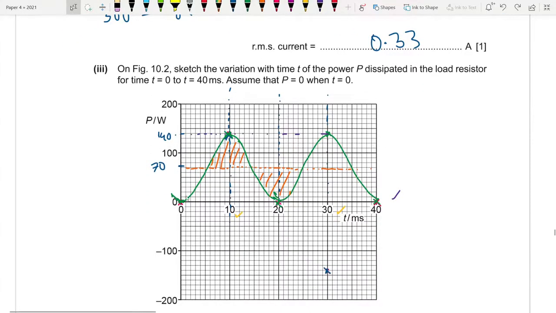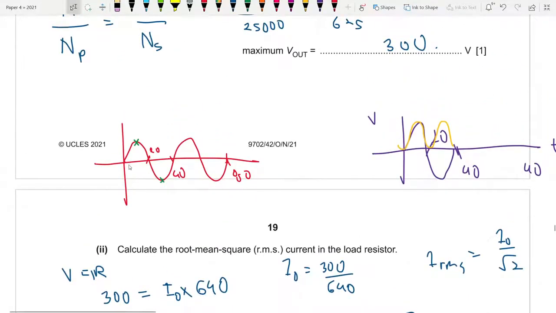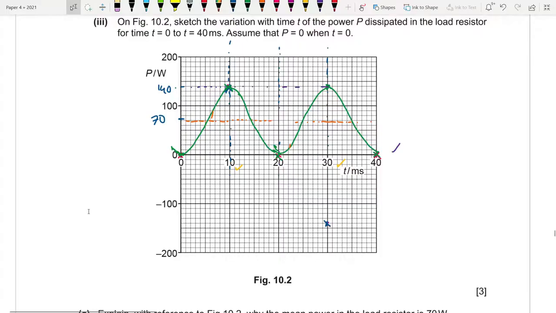So you cannot draw a graph that's like this. You cannot draw a graph that's like this. You have to draw a graph with smooth transitions, like a cos square graph basically, okay? So you're gonna get peak values at 10, 30, and you're gonna get a value of 0 at 0, 20, 40, 60, and so on. Okay, so those are the basics.